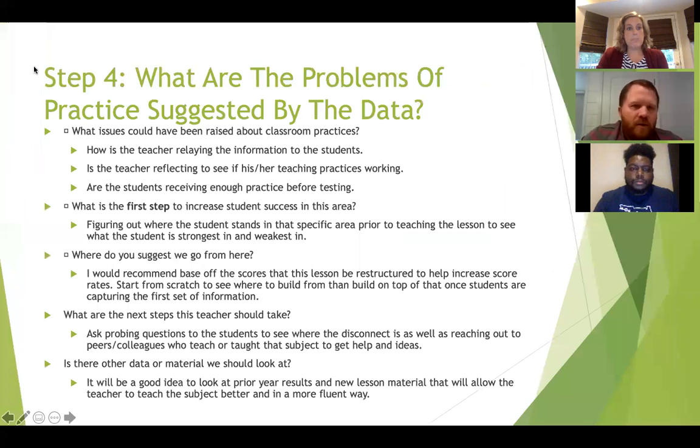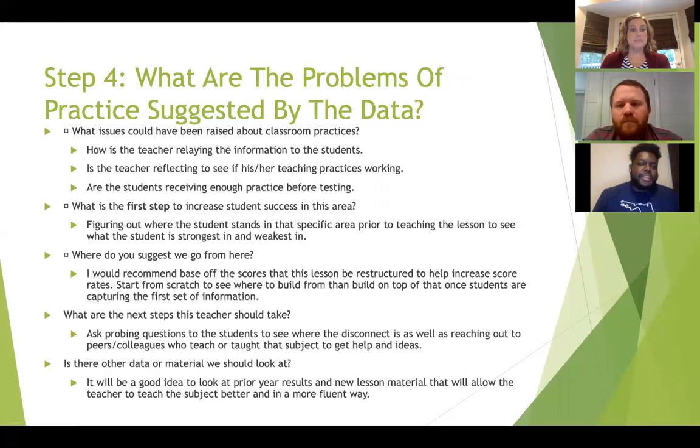All right, so now we're going to shift to Mr. Scott. He's going to talk about what the issues of practice are that this data suggests to us. Mr. Scott. Thank you, sir. So what are the problems of practice? What issues could have been raised about classroom practices?